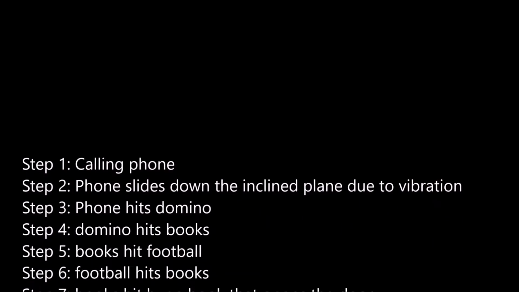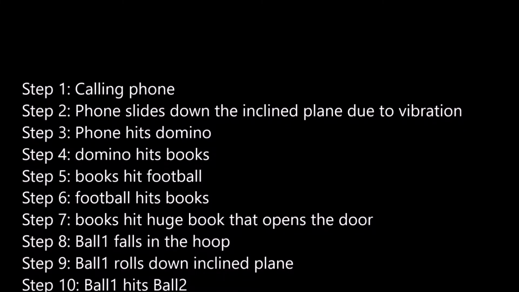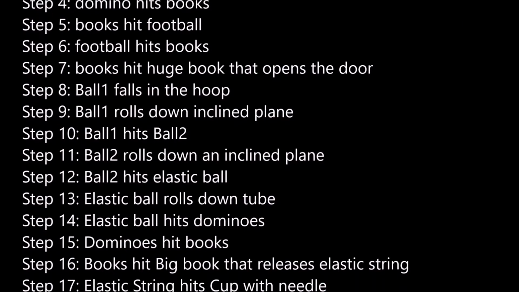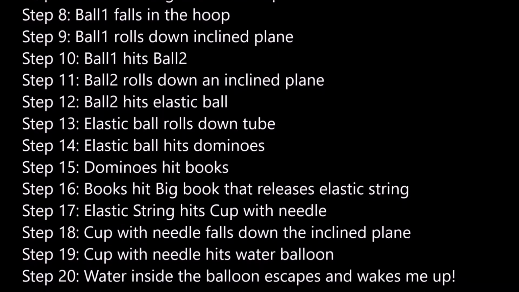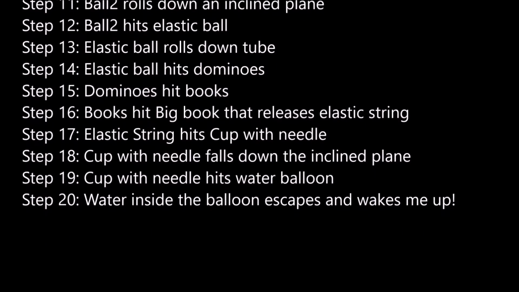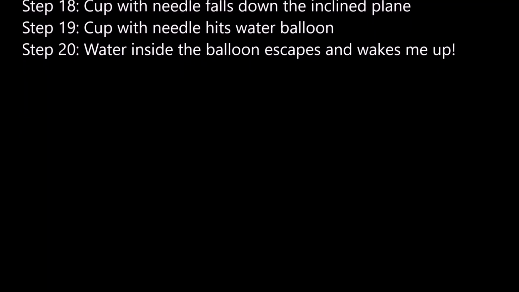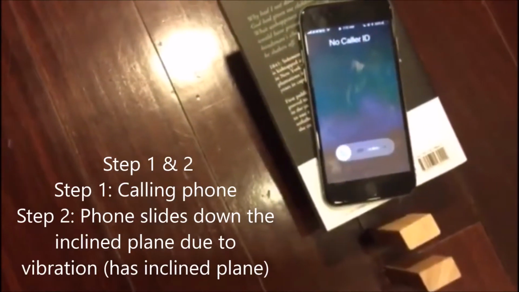Here are the 20 steps of my Rube Goldberg machine. Steps 2, 9, 11, 13, and 18 have an inclined plane in both of them. Steps 3, 4, 5, 6, 7, 14, 15, and 16 have a lever in both of them. And steps 5, 6, 8, 10, 12, and 14 have wheels in both of them.